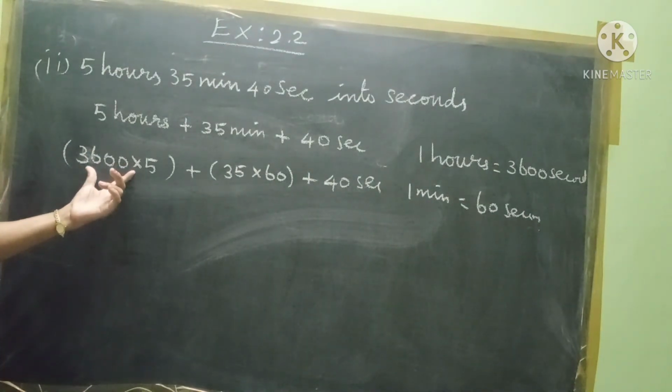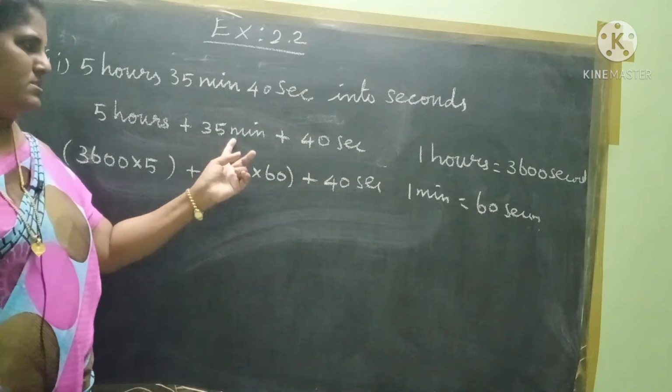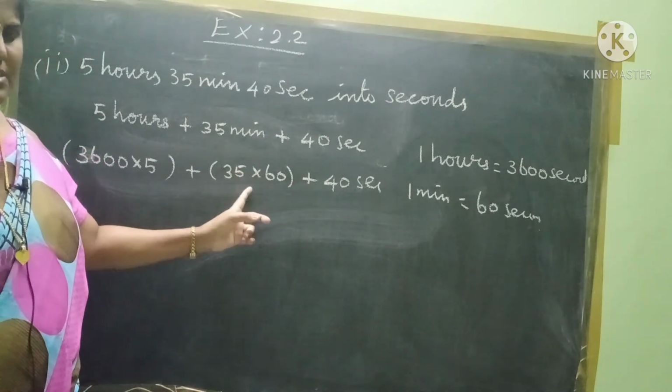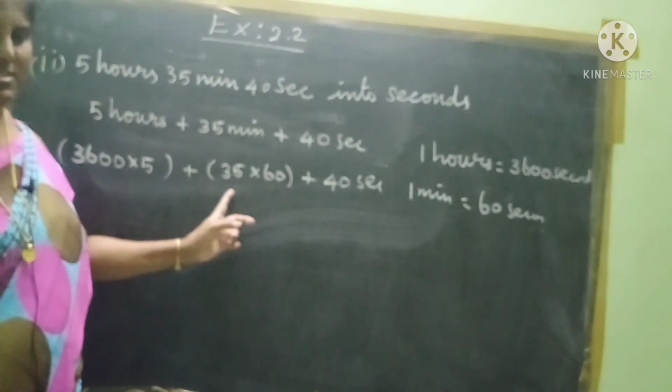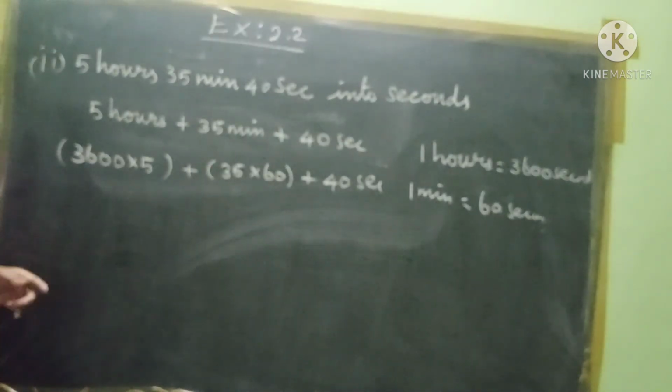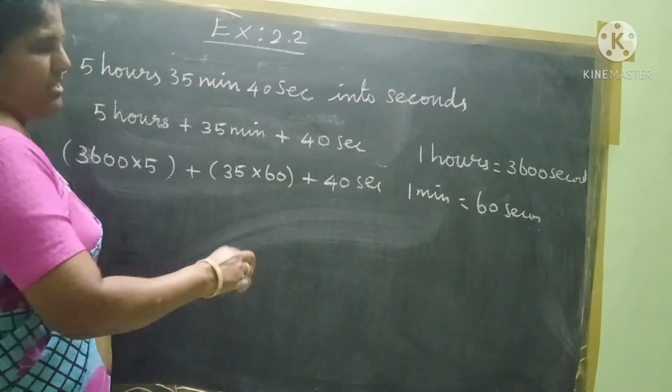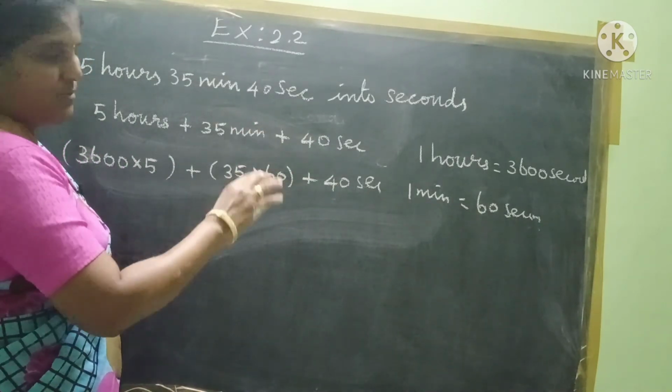So you should multiply these two. 60 minutes means, if you want to change to seconds, 1 minute equals 60 seconds. So you multiply with 60. After that, what is the last one? 40 seconds. You don't need to change this because we need to change to seconds only.